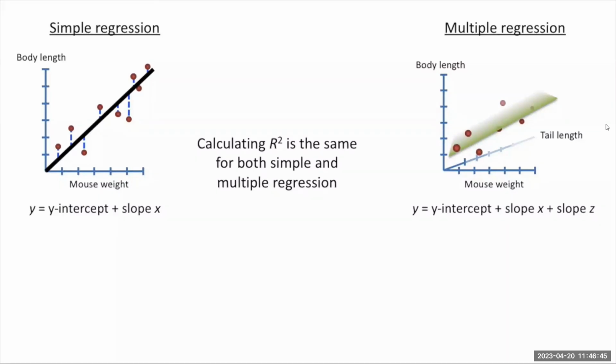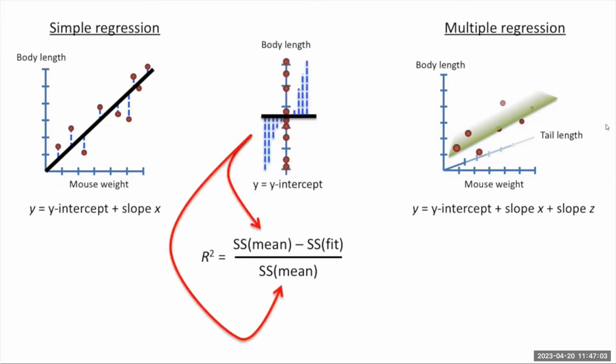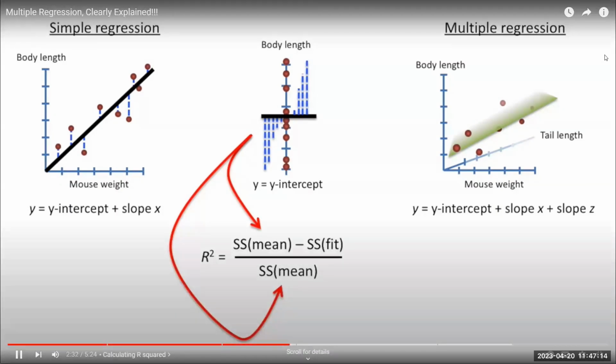So from the StatQuest on linear regression, you may remember the first thing we did was calculate R-squared. Well, the good news is calculating R-squared is the exact same for both simple regression and multiple regression. There's absolutely no difference. Here's the equation for R-squared, and we plug in the values for the sums of squares around the fit, and then we plug in the sums of squares around the mean value for the body length. Regardless of how much additional data we add to our fancy equation, if we're using it to predict body length, then we use the sums of squares around the body length. So I'll just pause it there because I don't want to go into too much detail here. Just don't worry about the math.